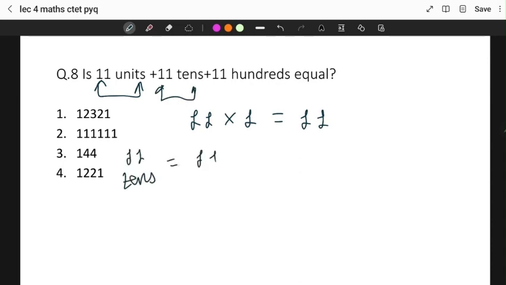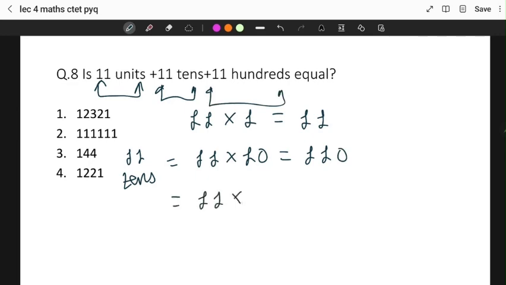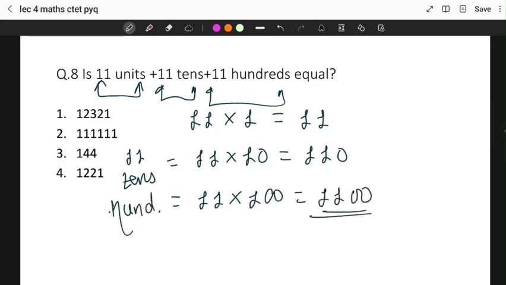11 into 10, because it is at the tens place, so this will give me 110. For 11 hundreds, I'm going to multiply 11 by 100. This is for the hundreds place. This will give me 1100. So I have to take summation of all these three now.